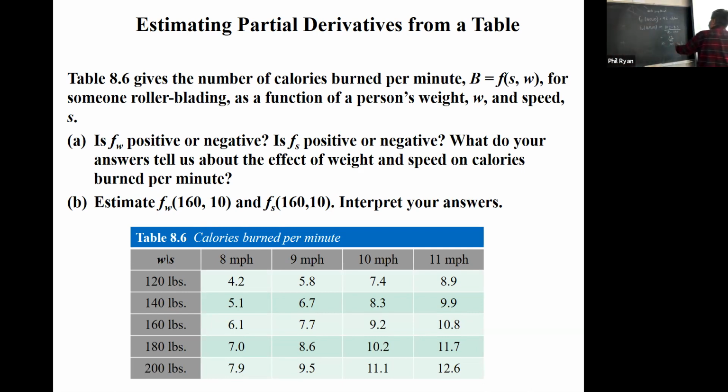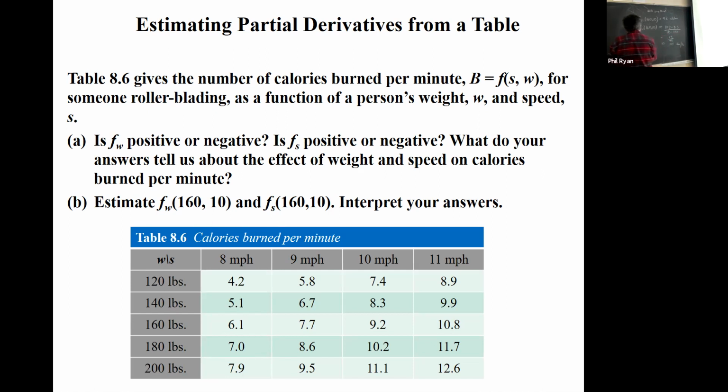So the person weighing 160 pounds, going 10 miles per hour, if they put on a 1 pound weight, they would be burning an extra 0.05 calories per minute by wearing that weight. Sometimes people put weights on themselves when they exercise so that they burn more calories.